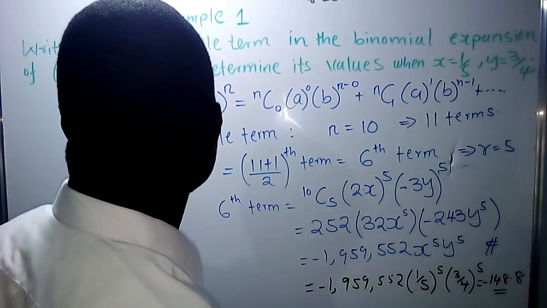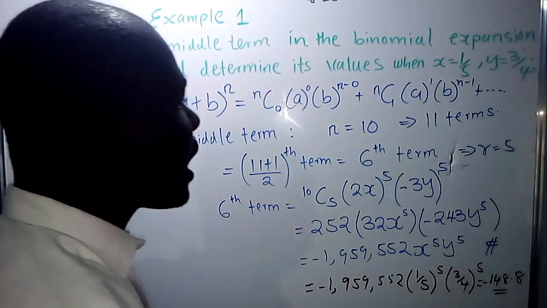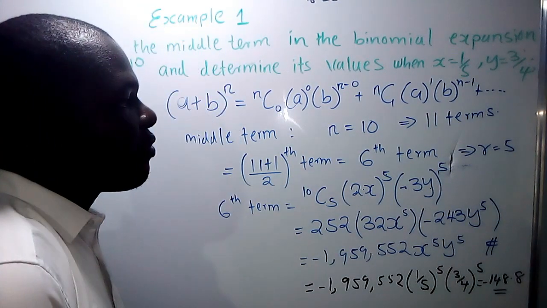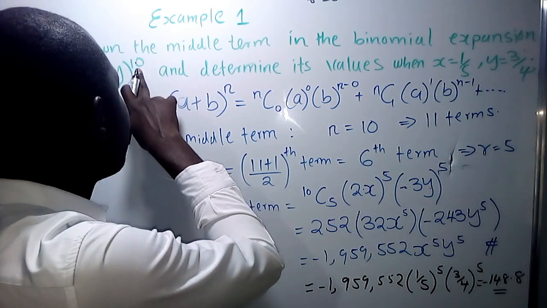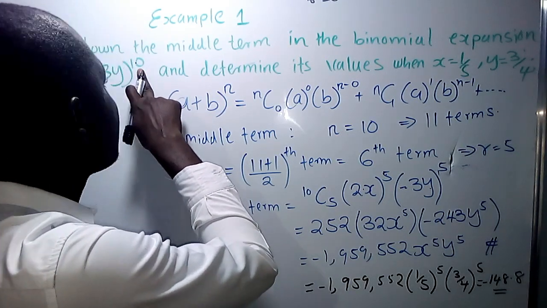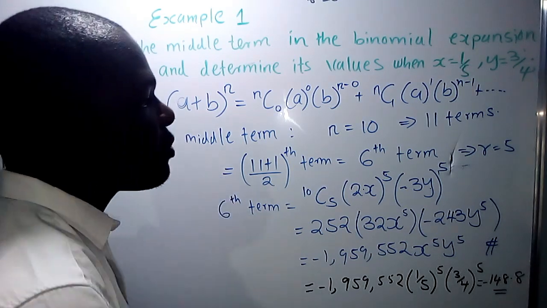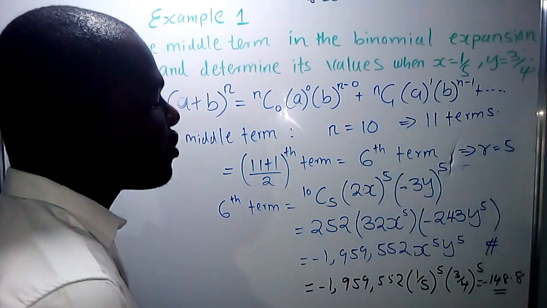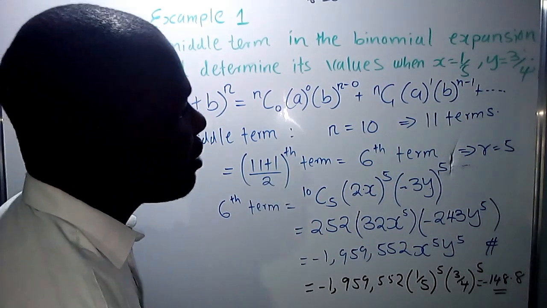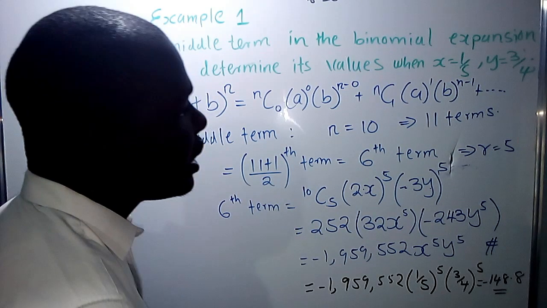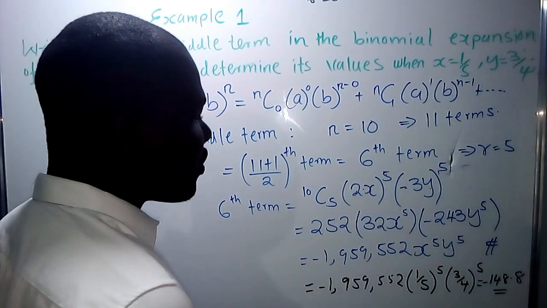So that is how we determine any term in a binomial expansion. If you want to determine the middle term, that is a term in the middle of the expansion. If your n is 10, then the number of terms is n plus 1, so we have 11 terms. 11 is odd, so you add 1, then divide by 2 to get the middle term. If it is even, then there are 2 terms in the middle. So we got that term to be the 6th term.